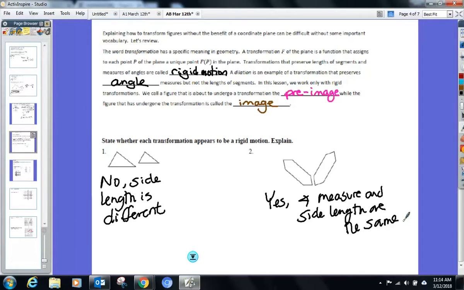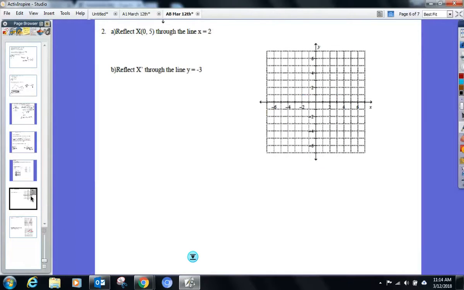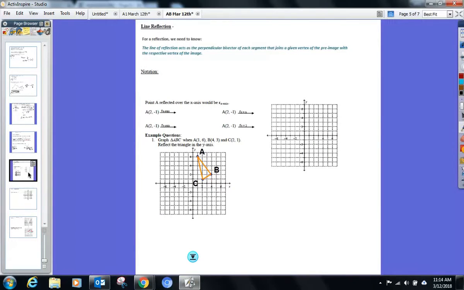Questions on identifying if it's a rigid motion? One of the rigid motions we're talking about today is going to be a line reflection. What I'd like you to do is just circle this first part that says the line of reflection acts as the perpendicular bisector. That's going to be a huge concept throughout today and tomorrow when we start using our compass for a line reflection. That line of reflection is the perpendicular bisector.